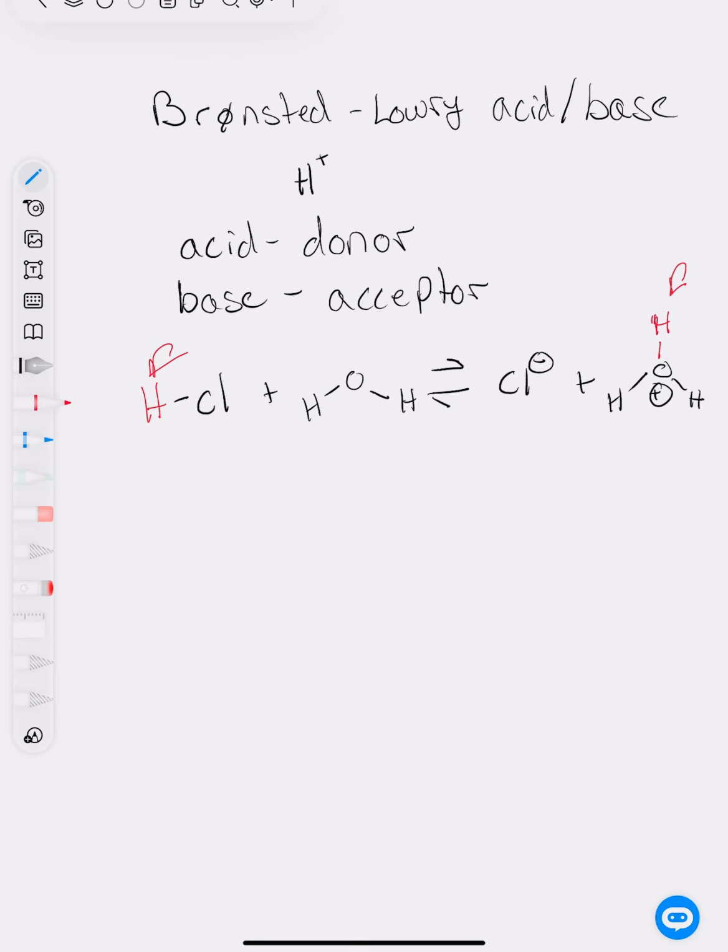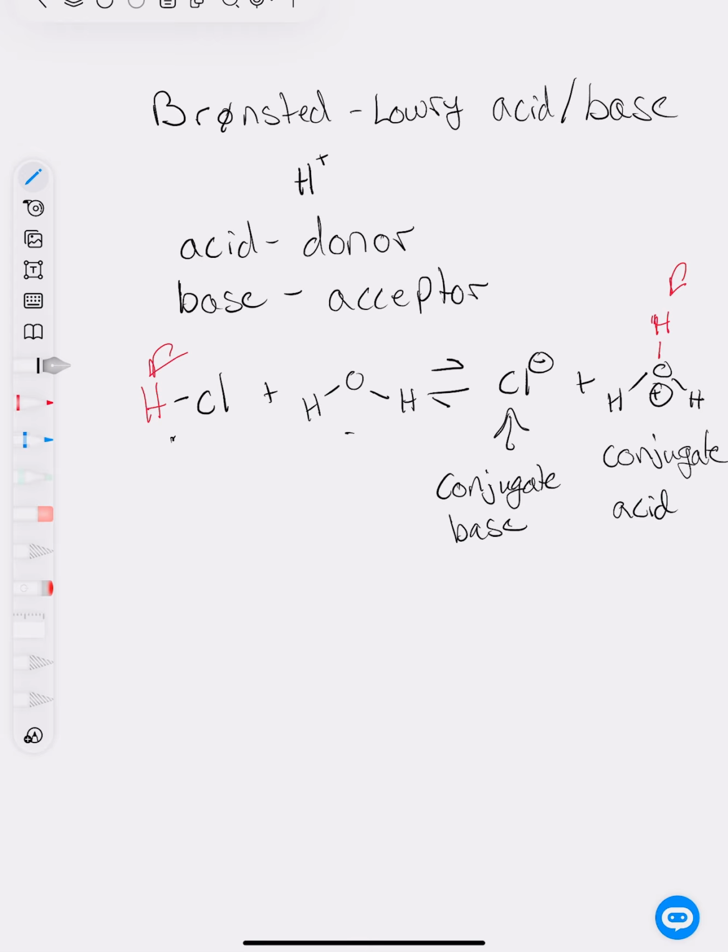So now that we have the definitions down, we have to also remember that after the proton transfer, the chloride is now the conjugate base, and the H3O plus would be the conjugate acid. So anytime we have a proton transfer from an acid to a base, we will end up with a conjugate base and a conjugate acid, respectively.